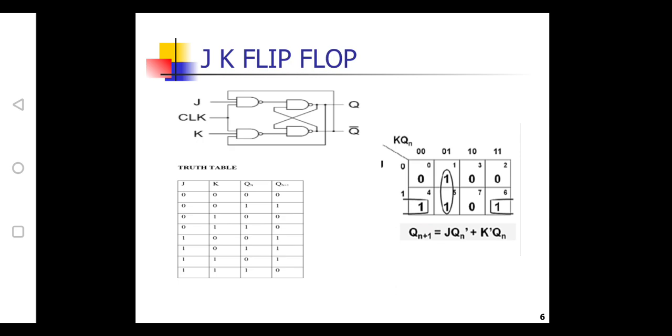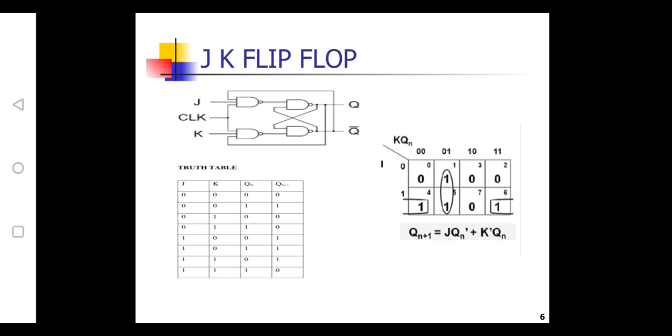So if we observe the truth table, the first 6 rows will be the same. Instead of S, we are replacing with J, and instead of R, we are replacing with K. So when both J and K are equivalent to 0 0, as we have seen in the SR flip-flop, output is equivalent to previous value.